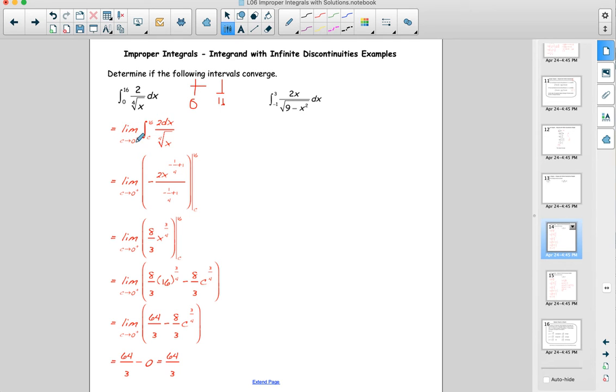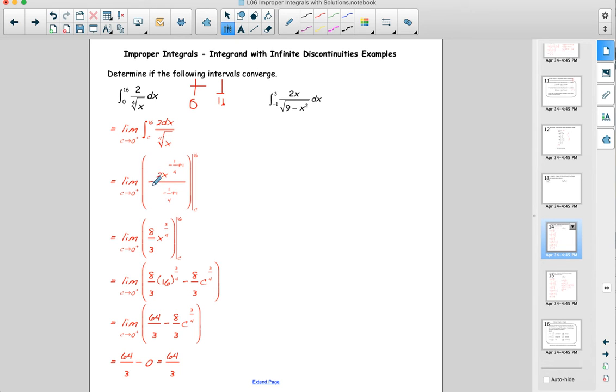So I'm looking at the limit as c goes to 0 positively of the integral from c to 16 of 2 dx over the fourth root of x. If we want to go backwards on this one, this was x to the negative 1/4. We would have 2x to the exponent negative 1/4 plus 1, all divided by negative 1/4 plus 1. This is going to give you 3/4. And if you divide by 3/4, you'll get 8/3. So now we have the integral of 8/3.